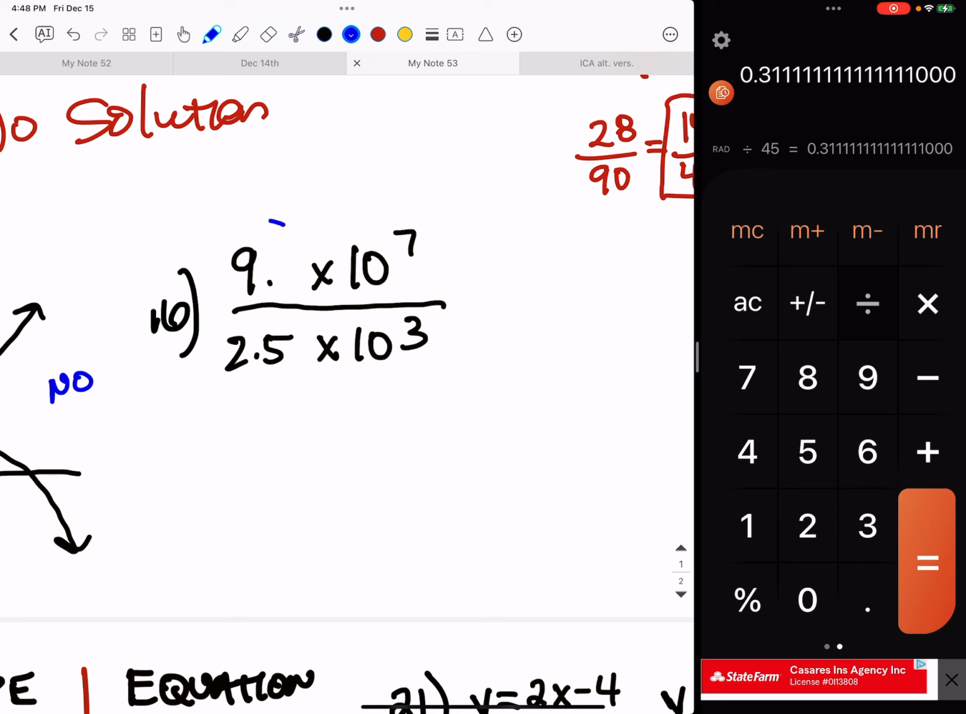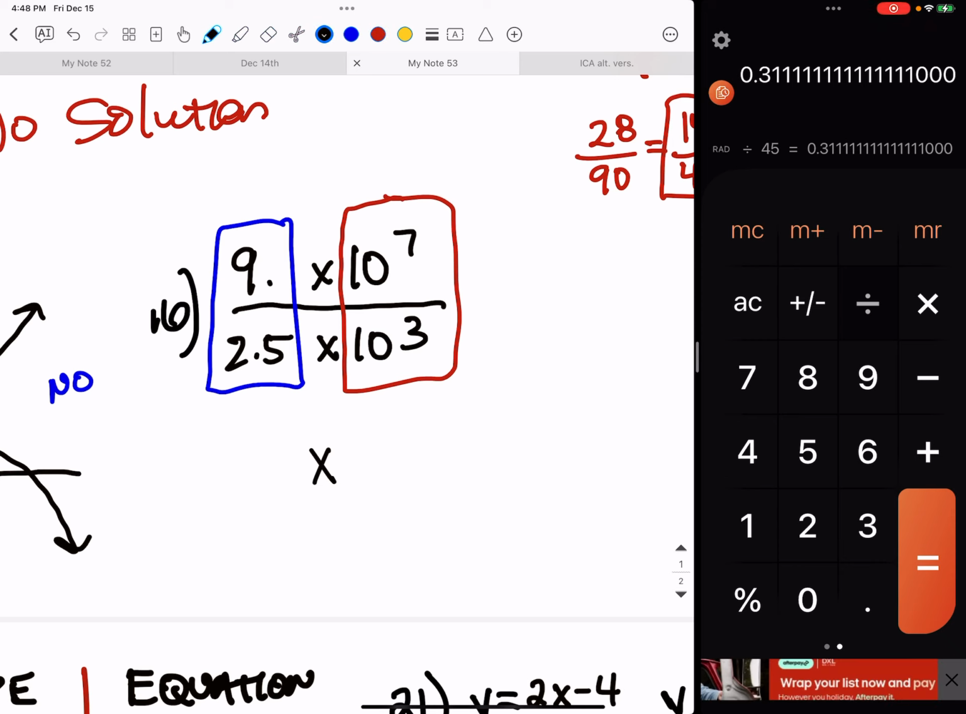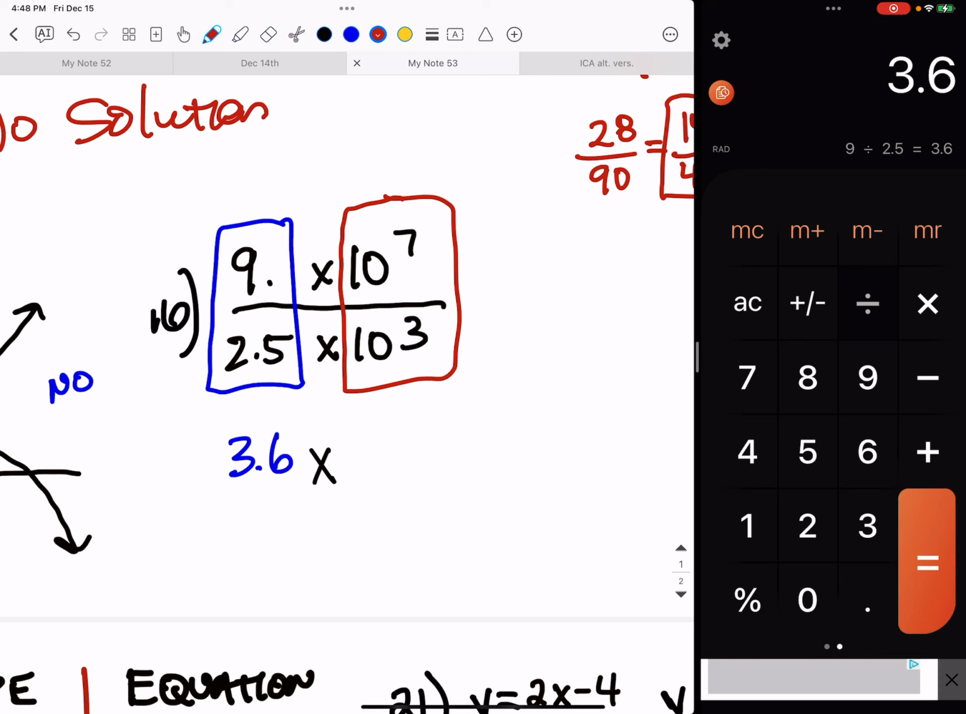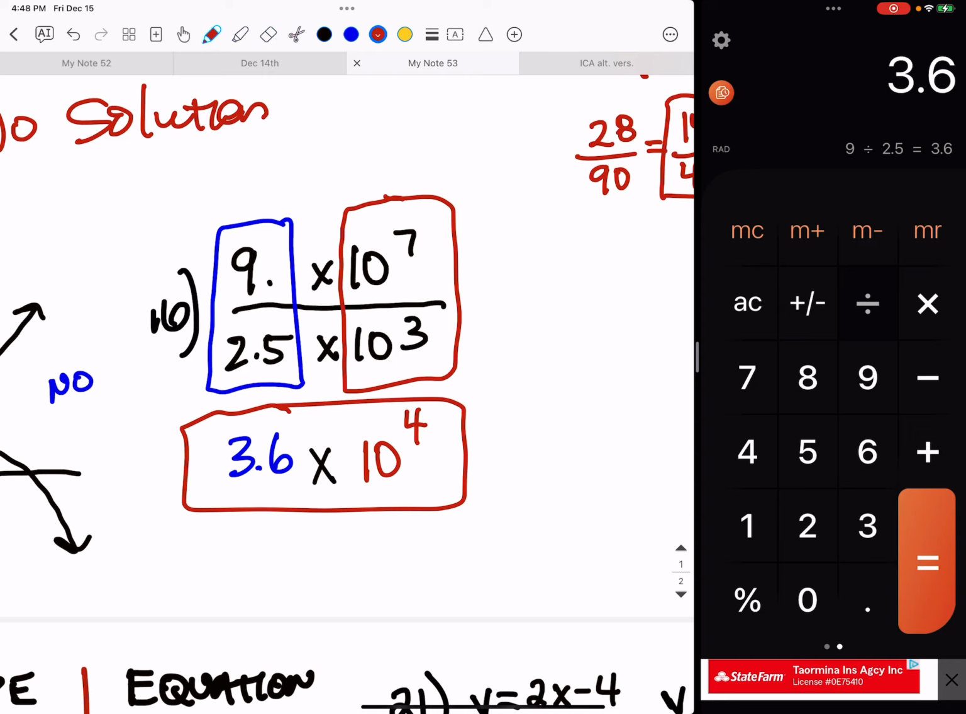All right, in these, there's a normal division problem in scientific notation, and there's powers division. So we've got the multiplication in the middle. I'm going to do normal division. 9 divided by 2.5 equals 3.6. So that's the normal division. The powers division, 1 less than powers, is subtraction. So this is just 10 to the 4th, 7 minus 3. So there you go. It's really easy to do division in scientific notation. You do normal division and then powers division.